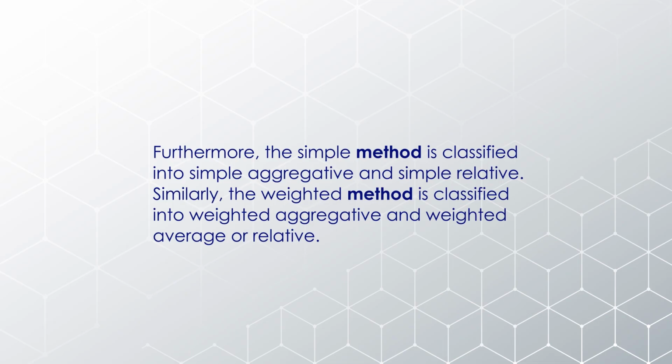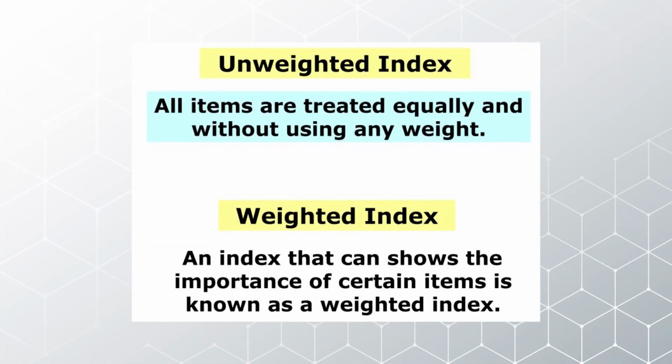Similarly, the weighted method is classified into weighted aggregative and weighted average or weighted relative. So this is the method which we are going to do, and we are going to talk more about all these methods of constructing index numbers on a one-to-one basis. When we talk about unweighted index number, all items are treated equally and without using any weight.